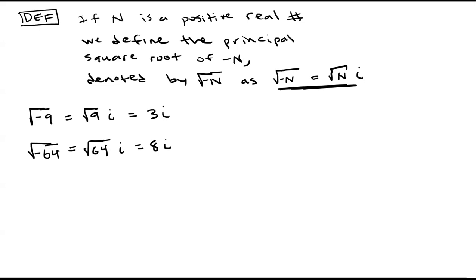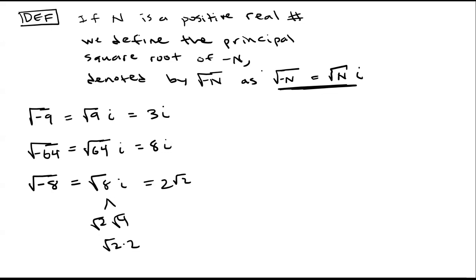Let's try another one. Square root of negative 8. If we follow the format here, this is going to be the square root of 8 times i. And we can break down that 8, remember, into 2 times 4. So the square root of 4 is just 2. So we get 2 square root of 2, and this is going to be 2 square root of 2 i. And that will be our answer there.